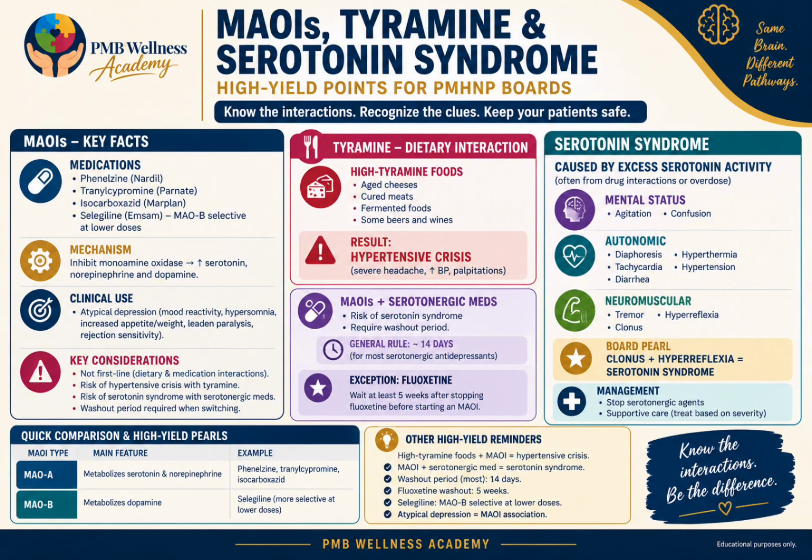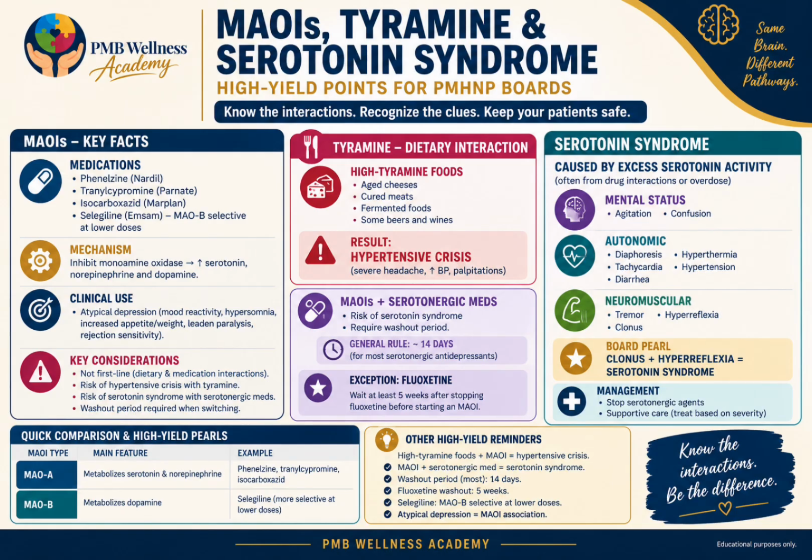Tyramine is the classic MAOI dietary interaction. Certain aged, fermented, cured, or improperly stored foods can contain high amounts of tyramine. In a patient taking an MAOI, excessive tyramine exposure can produce a dangerous catecholamine surge and result in hypertensive crisis. A board question may describe a patient taking an MAOI who eats a high tyramine food, then develops a severe headache, palpitations, and markedly elevated blood pressure. You want to think MAOI plus tyramine equals hypertensive crisis.